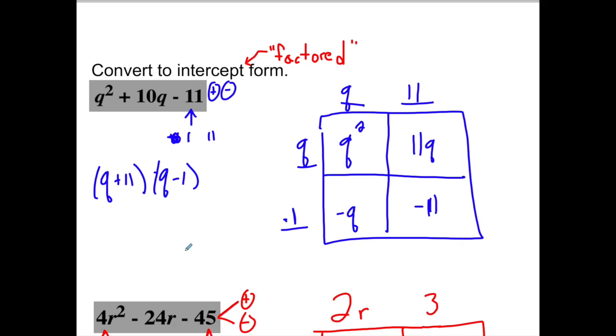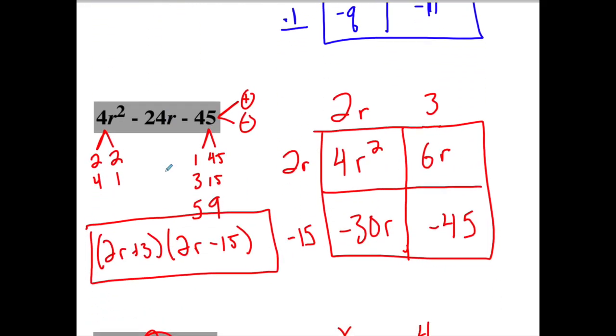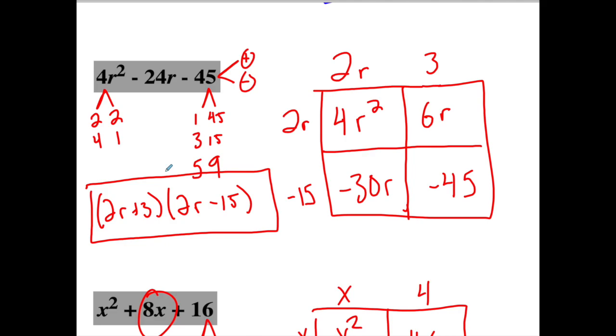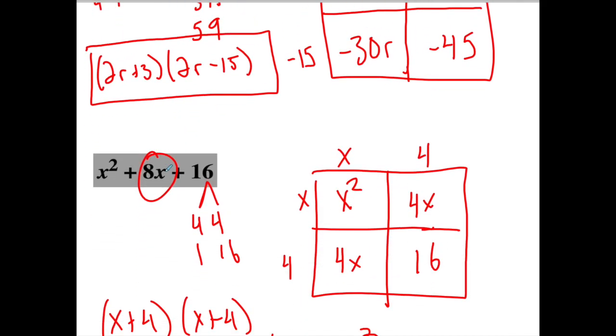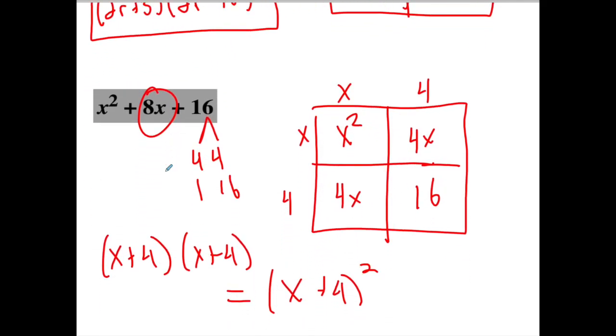For going to factored form, we just remember our principles here, right? We're trying to multiply to the negative 11. We're trying to get those two little boxes to add up to that middle term. And we're just playing around with combinations and developing that important number sense, right? All right, so we get q plus 11, q minus 1. We get 2r plus 3, 2r minus 15. And we get x plus 4, or in other words, and this is how you should be writing it, x plus 4 squared.